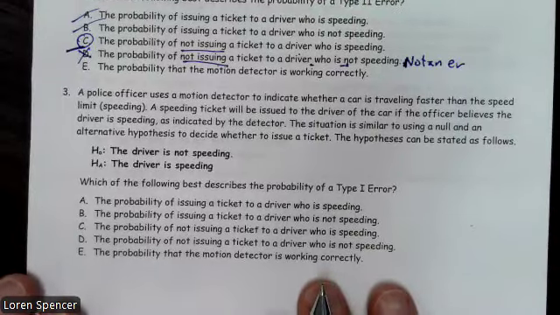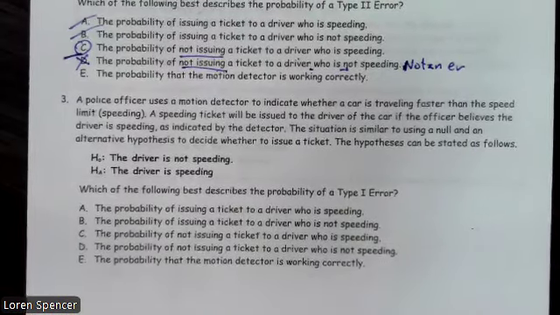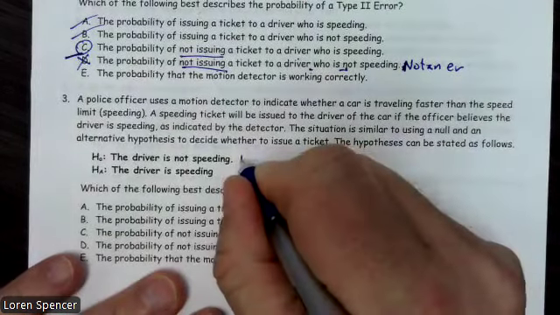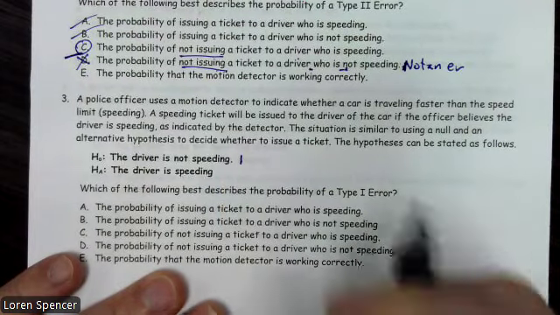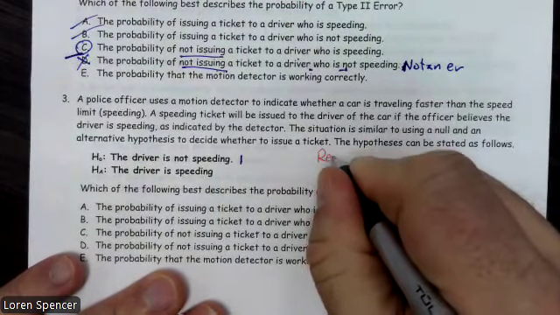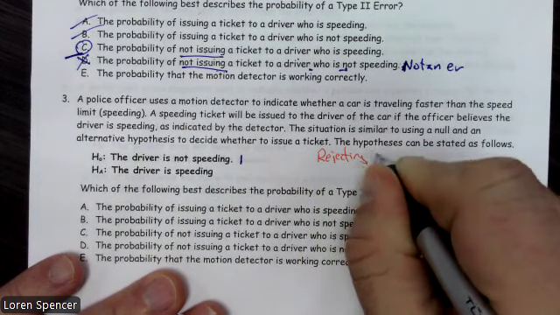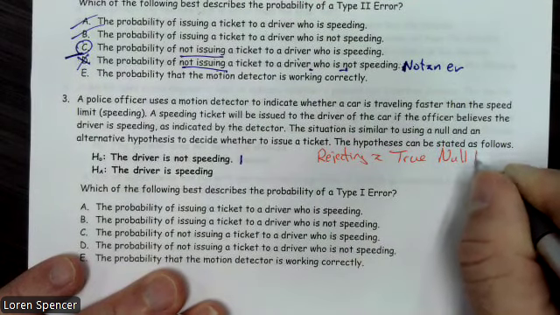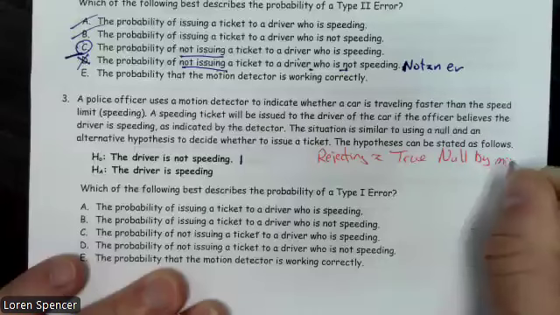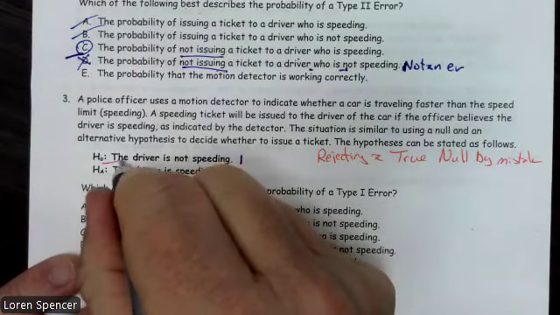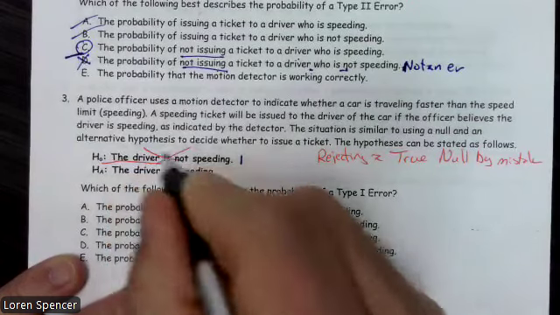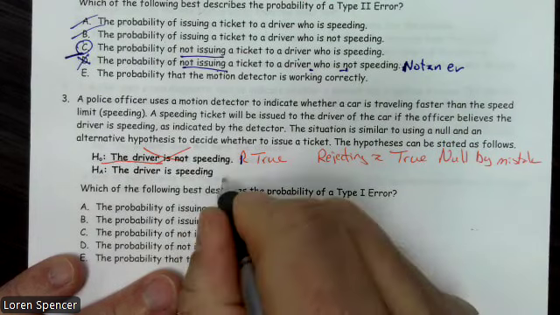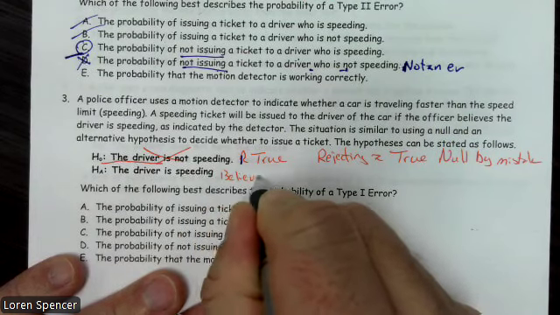Sticking with the police officer problem. Which of the following describes a type 1 error? All right, so type 1 is rejecting a true null by mistake. So I rejected this, but it was actually true. And this is what I believe, and this was false.